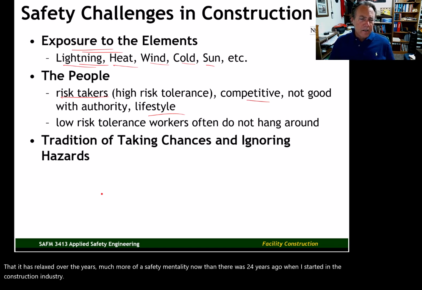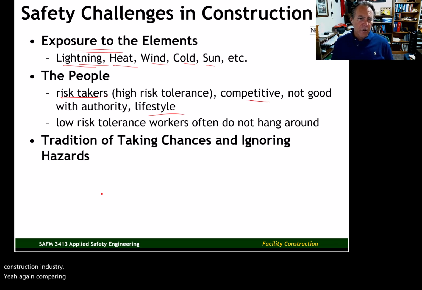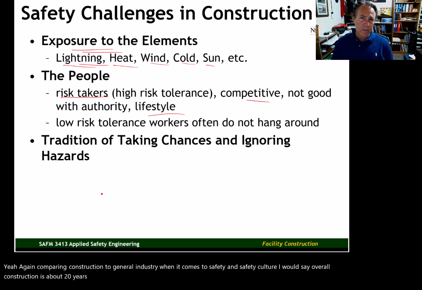Again, comparing construction to general industry. When it comes to safety and safety culture, I would say overall construction is about 20 years behind general industry as far as getting to the point that it needs to be. Construction still has a long ways to go, even though it's getting better.